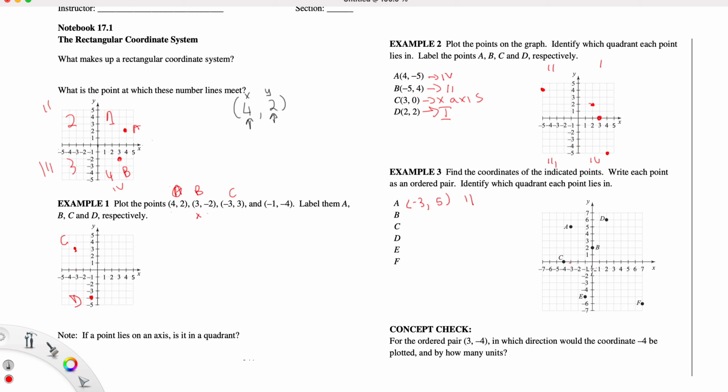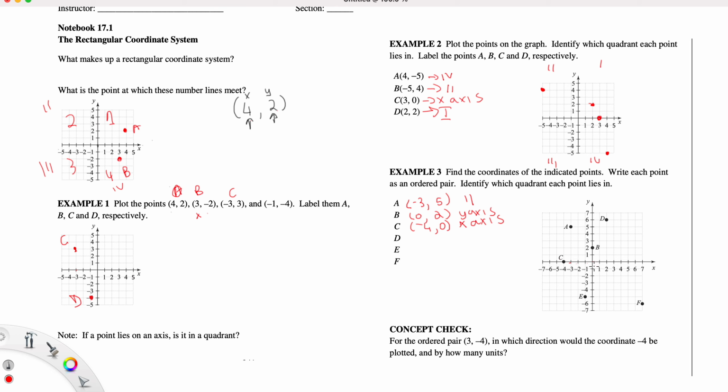All right, B is on the y-axis. I'm not moving left or right, so x will be 0. And then you're going to go up 2 for y. So this one will be on the y-axis. C is on the x-axis, and you go over here, negative 4 for x. Since you don't go up or down, you're going to say it's 0 for y. So this one is on the x-axis.